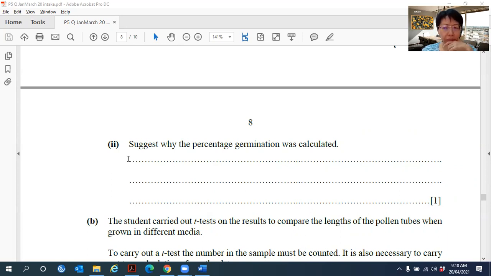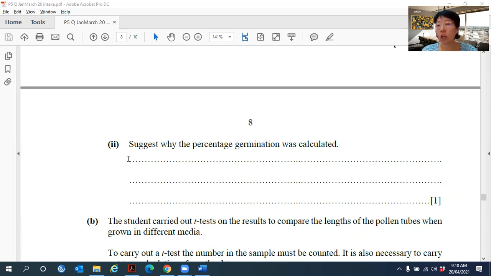So therefore, for all the media, we start with a different number of pollen grains, and because of that, there'll be a different number of pollen grains that germinate. So in order to be able to compare among the 3 media, we have to convert the germination into percentage germination, so that we can compare between the 3 media, regardless of the number of pollen grains that we start off with. So that's the answer I'm looking for.